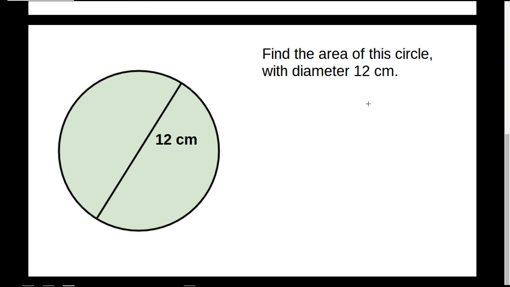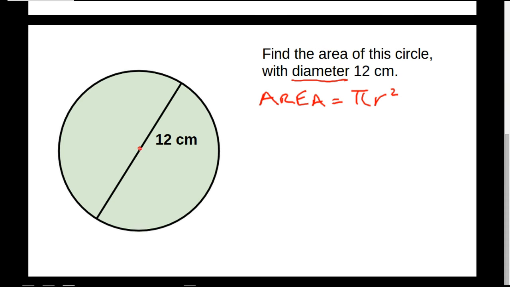Now let's quickly take a look at a second example. Here again we're being asked to find the area of this circle, but rather than being given the radius this time, we've been given the diameter, which isn't in our formula. Our formula is area equals pi times the radius squared. Fortunately, however, we know that there is a relationship between the radius and the diameter, and it's this.